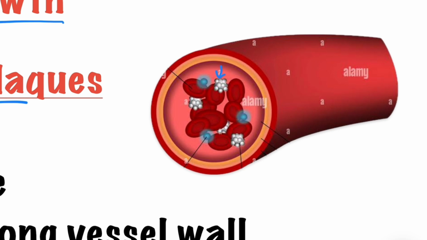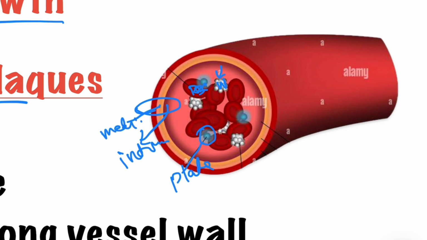In the lumen, this is a white blood cell, and that is a red blood cell, and this is the platelet. In the wall there are three layers. The first one is the intima, this is the media, and this is the externa. So this is the layers of the artery.